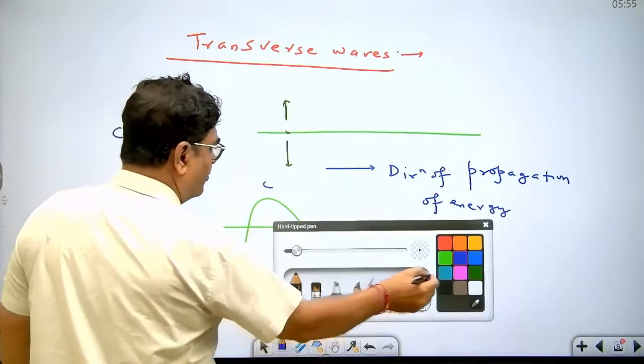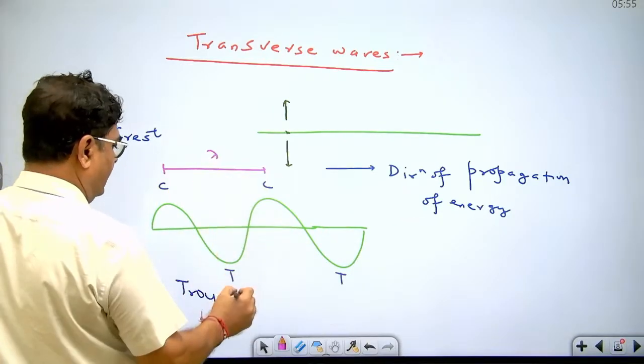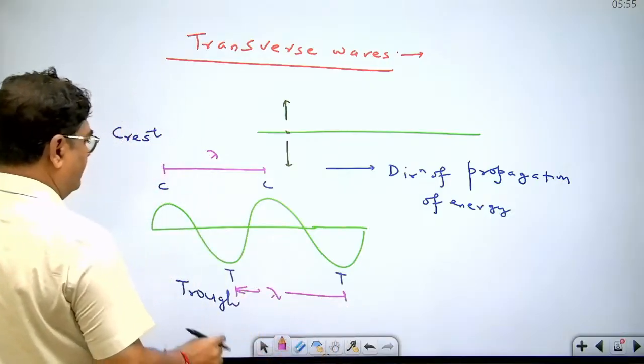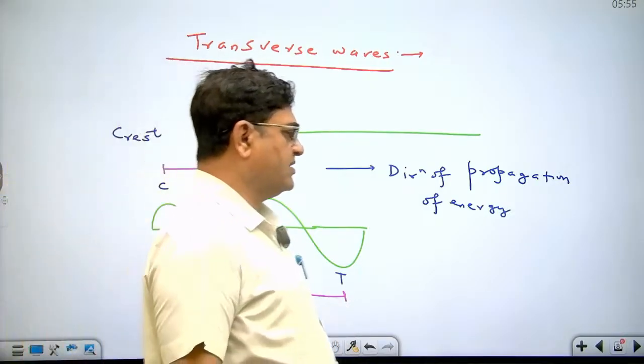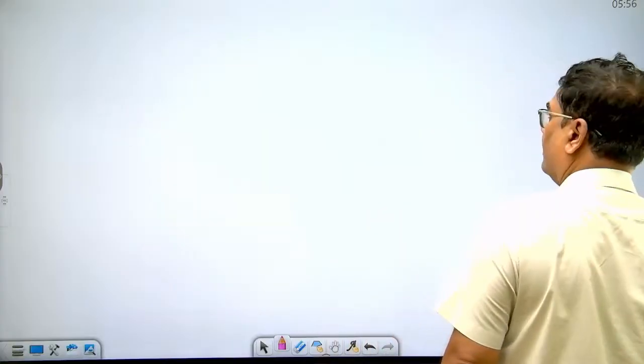Distance between any two consecutive crests remains lambda, and distance between any two consecutive troughs also remains lambda, and distance between consecutive crest and trough is lambda by 2. So dear student, this was the first criteria of wave classification.